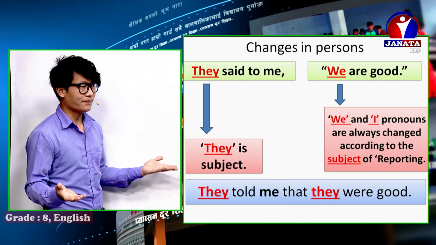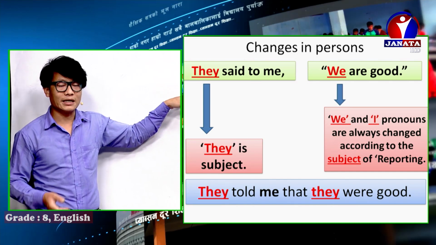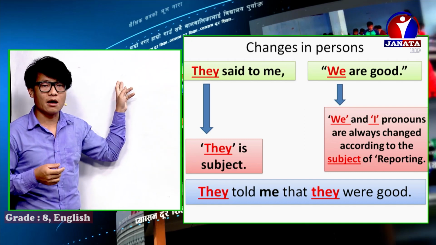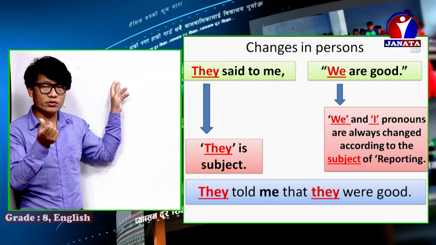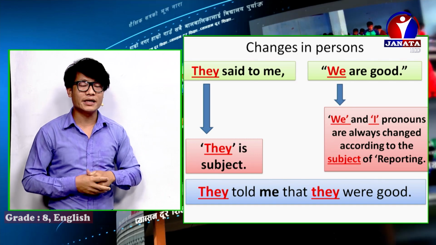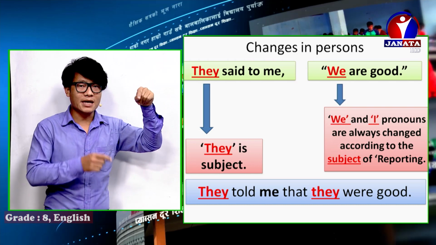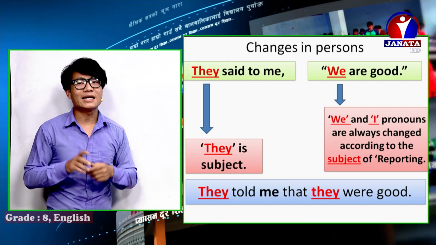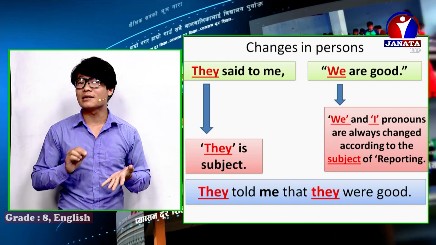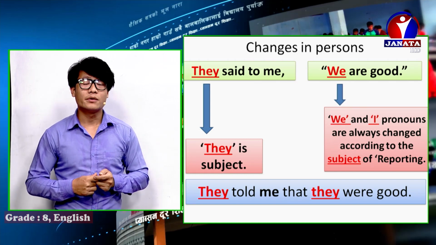So now see, the we pronoun as the subject of reported speech has been changed according to the subject of reporting, and the reporting's subject is they. So what is down? You can see there, they told me that they were good. So the subject we has been changed into they. Remember, you can see here also we and I pronouns are always changed according to the subject of reporting.